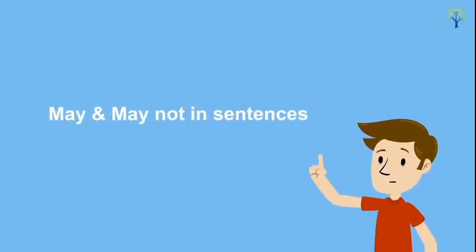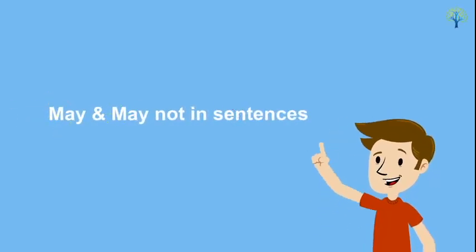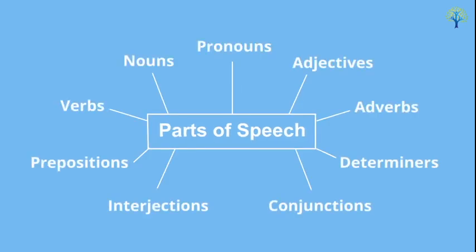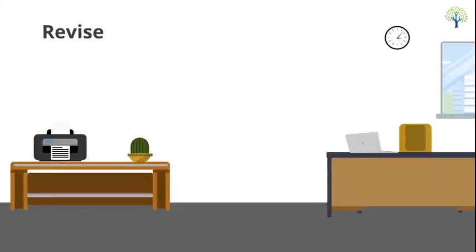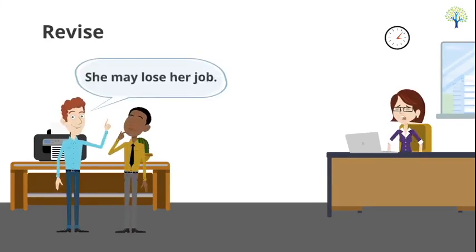In this video, you will learn how to form sentences and questions using may and may not. This topic is a part of verbs. As learned earlier, may and may not are used in situations that are possible or could be possible. For example, she may lose her job.